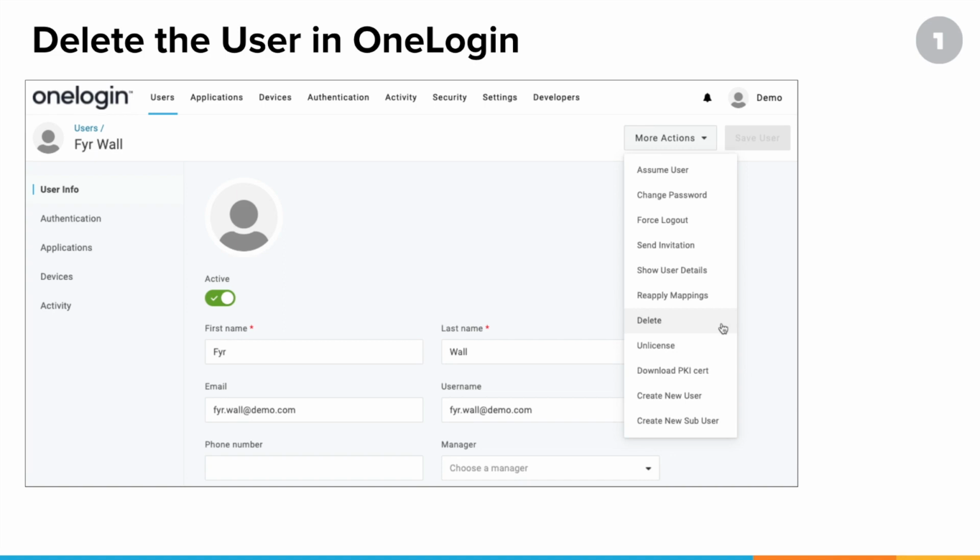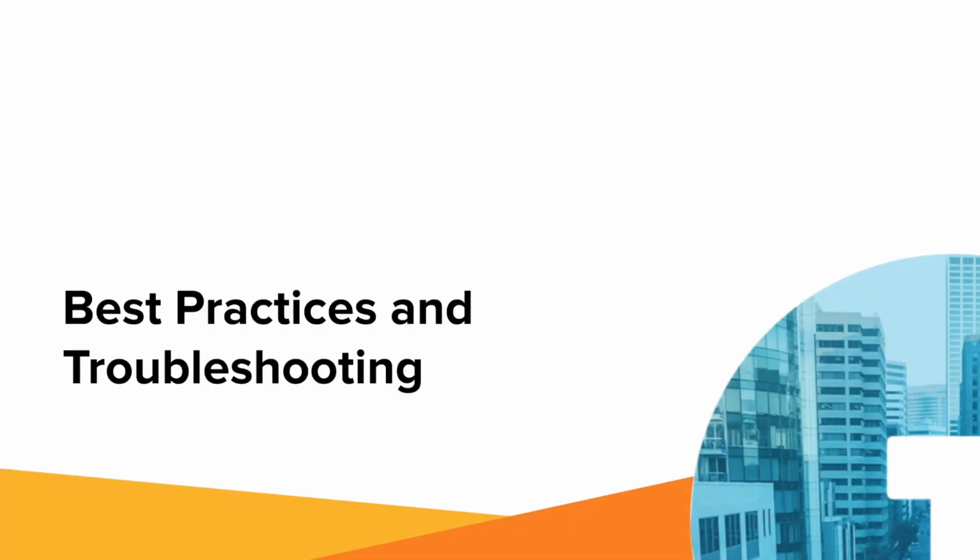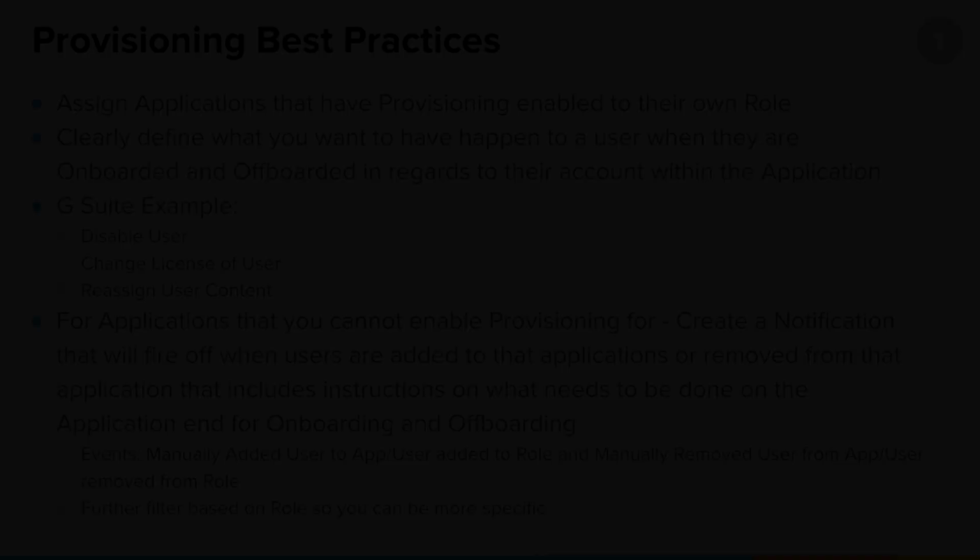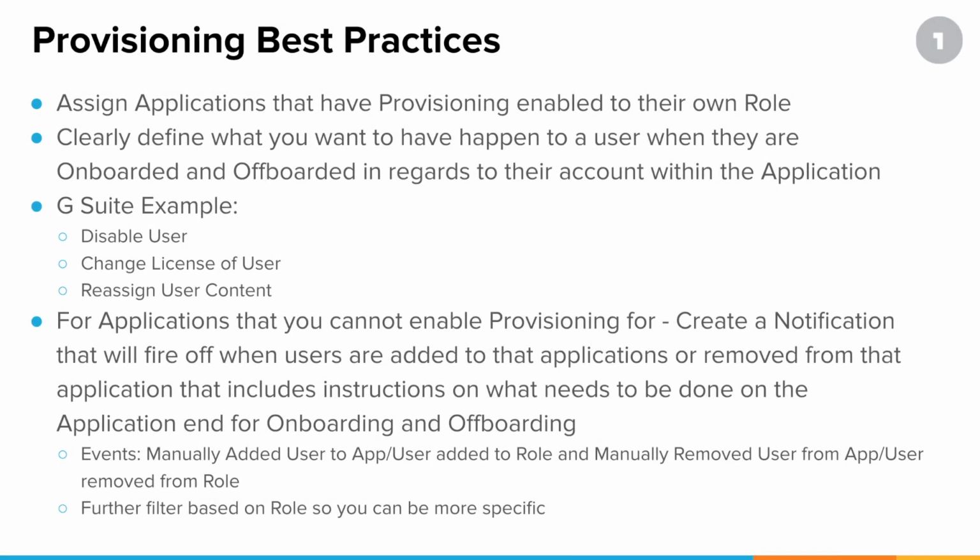All right, so to finish up, let's look at some best practices as well as some tips when it comes to troubleshooting. First off, best practices. Assign applications that have provisioning enabled to their own role. This can make it a lot easier to control who's in that role, thus who's assigned to the application, thus who's being provisioned and consuming licenses within that application. So it makes a nice clean design and is a little bit easier to troubleshoot and control when that provisioning is occurring.